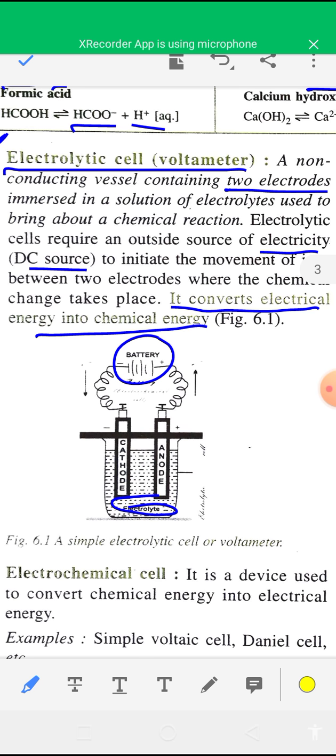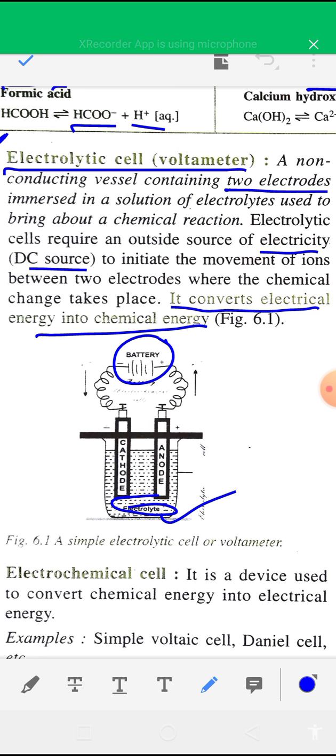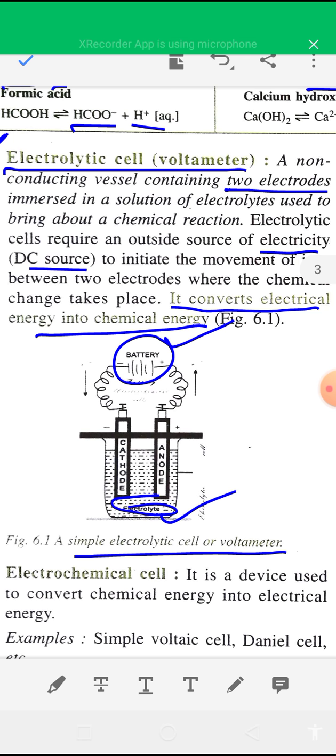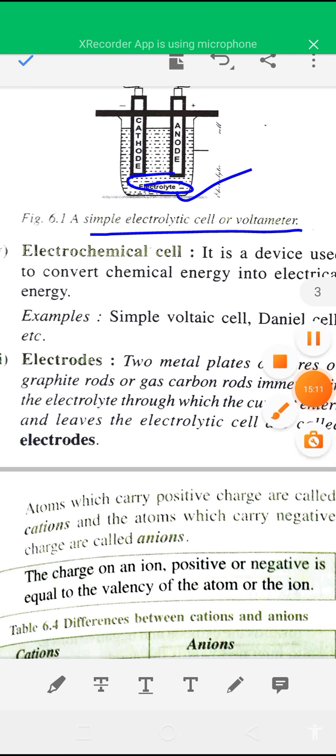You have to immerse the cathode and anode in the electrolytic solution, and this entire arrangement is known as electrolytic cell or voltameter. And if you pass electric current through the electrolytic solution, you will see there will be some chemical change. You will get two different products on cathode and anode.